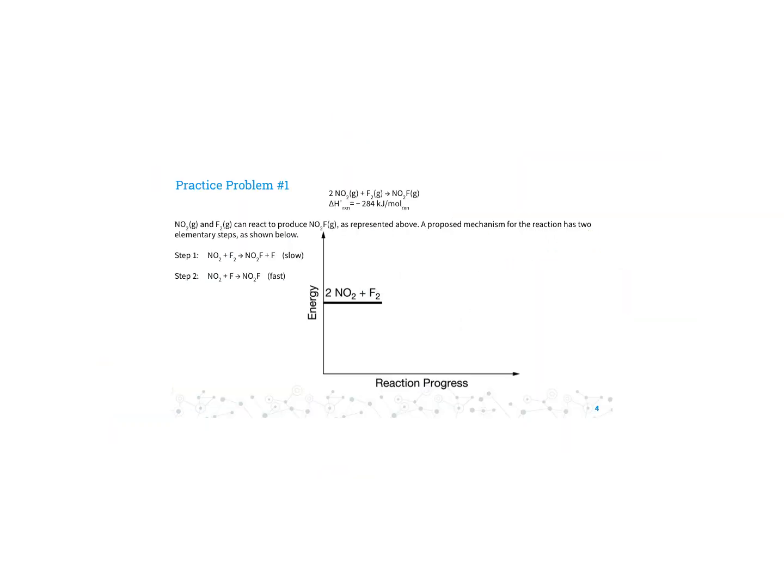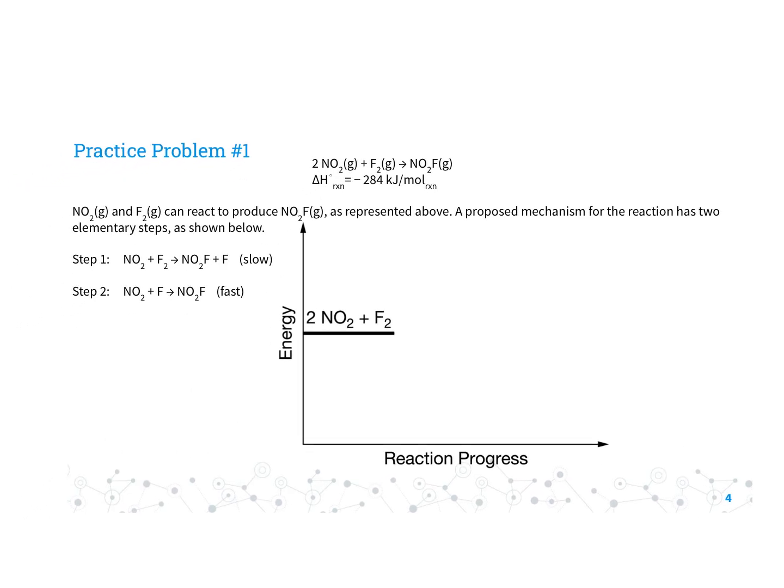So let's look at this practice problem right here. We have a reaction, 2NO2 plus F2 makes 2NO2F, and we have the delta H of the entire reaction, which is negative. And so what we know here is that products are going to be less than reactants. We'll call the products right there. Overall, this is an exothermic reaction.